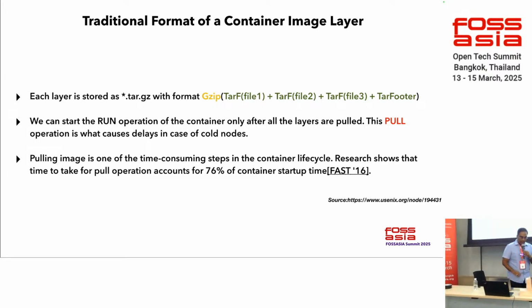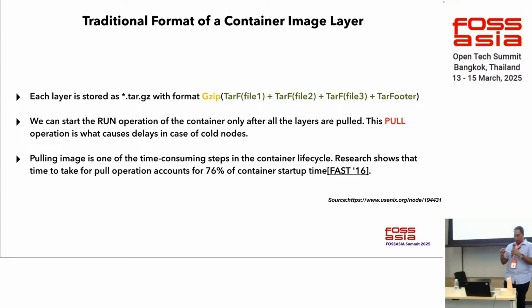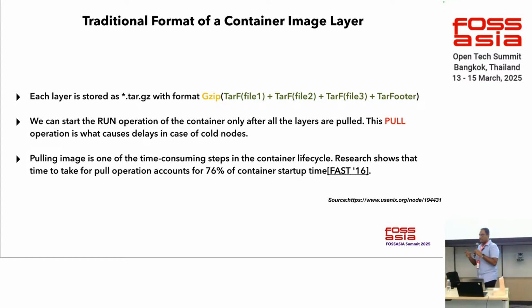Pulling a Docker image accounts for 76% of container startup time for a cold node. There are scenarios where it is very expensive to cache a Docker image because of its huge size, and in that scenario you need to work with cold nodes, and 76% of the startup time is caused by the pull operation, which is downloading the container image itself.